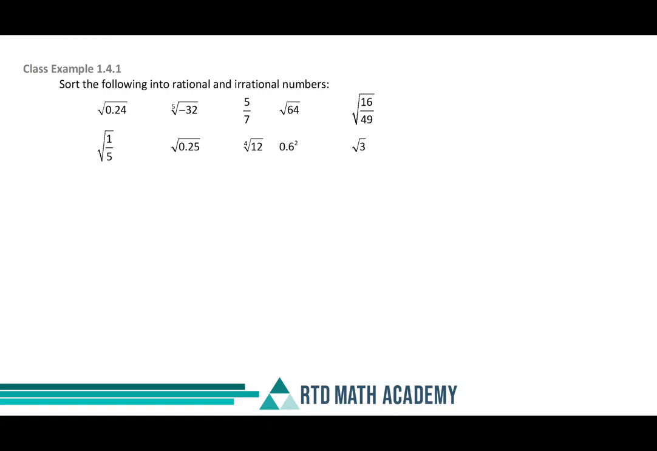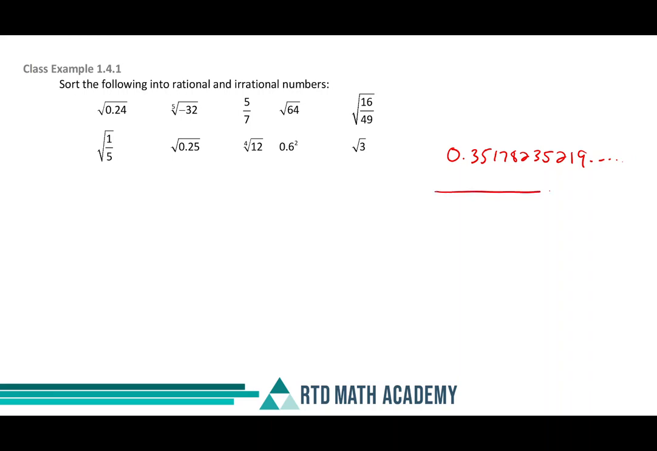In class example 1.4.1, we're going to be sorting these numbers into rational or irrational numbers. Now, an irrational number, when converted to a decimal form, is a decimal number that does not repeat and does not terminate. So 0.3517823521 something. This is a non-patterned decimal number. I just made it up. And if I say ... it means it goes on forever.